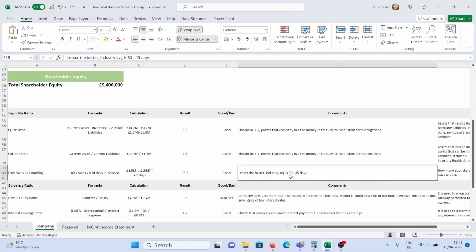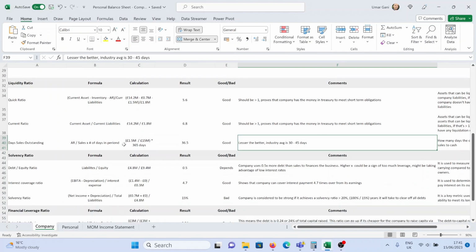But the fewer days you take to collect your cash, the better for the company, because you're getting the money back sooner, which you can use for other things within the company. So this is about the liquidity ratio.